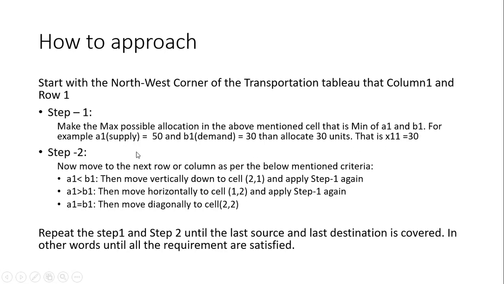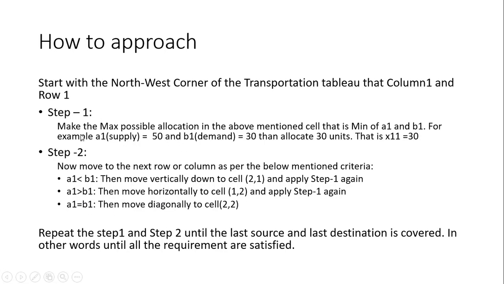Now, after making the first allocation, we have to check in which direction we have to move, whether horizontally, diagonally, or vertically. To decide that, we refer to step 2 and check three aspects: whether A1 is less than B1, A1 is greater than B1, or A1 is equal to B1. If A1 is less than B1, then move vertically. If A1 is greater than B1, then move horizontally. If A1 is equal to B1, then move diagonally.